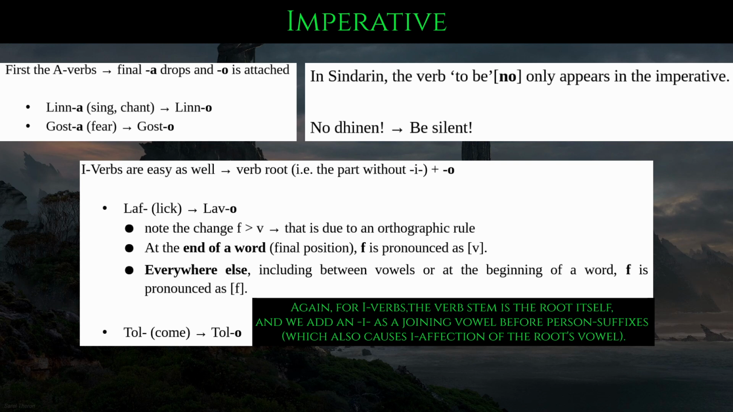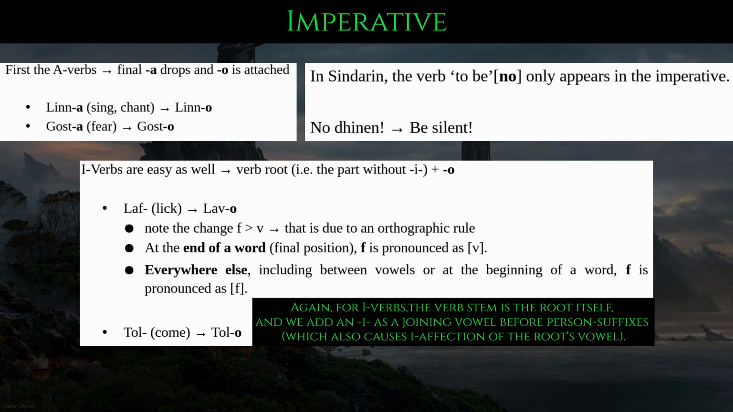And don't worry, the -i verbs are easy as well. Here, we are looking at the verb root. Again, that is the part without the ending, plus -o. For example, love becomes lavo. And here, note the change from v to v.